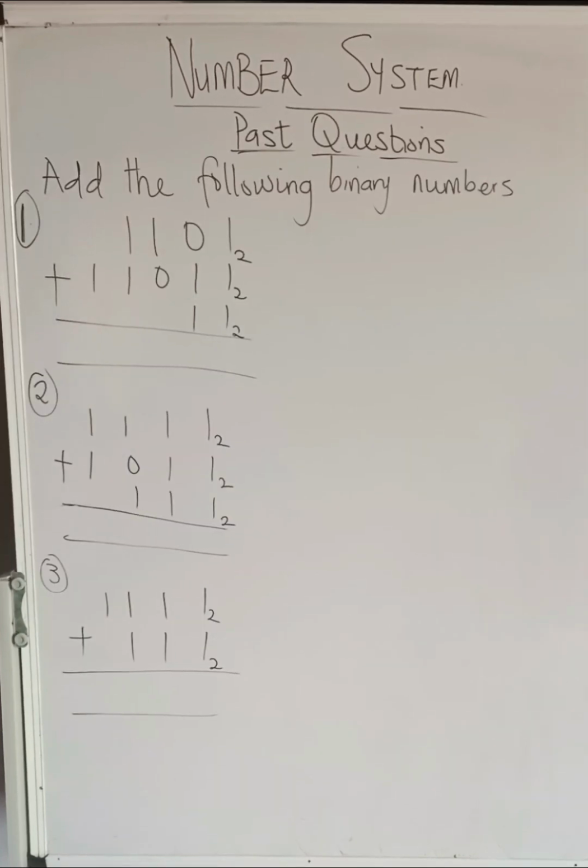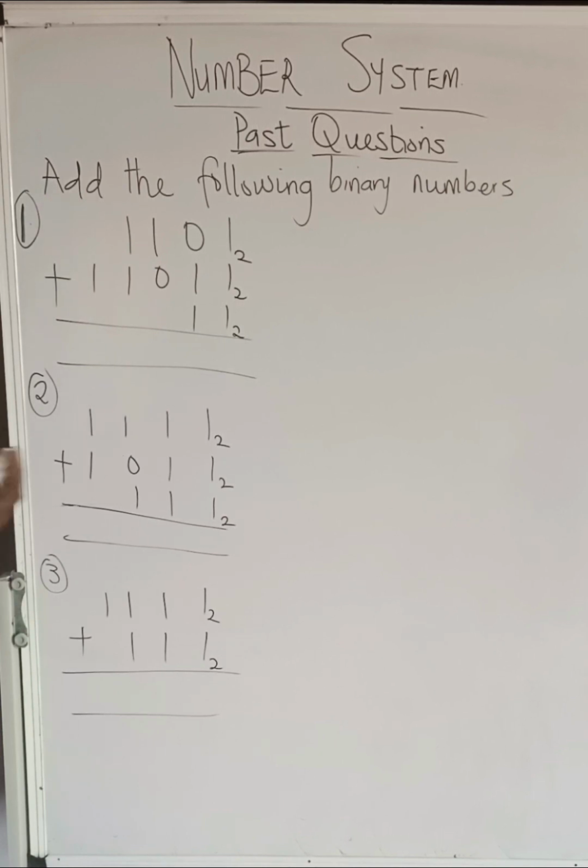Questions on junior WAEC. Okay, so these are some of the questions in the year 2000. And the first question says we should add 1101, 11011, and 11 base 2.